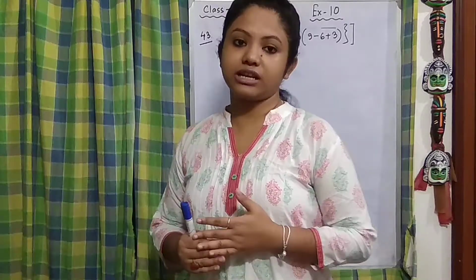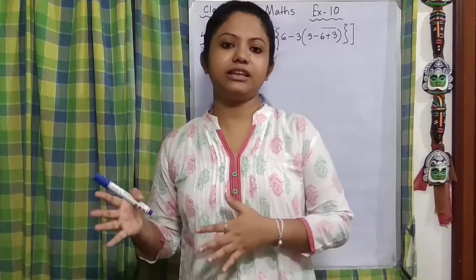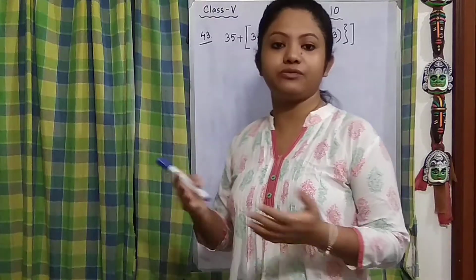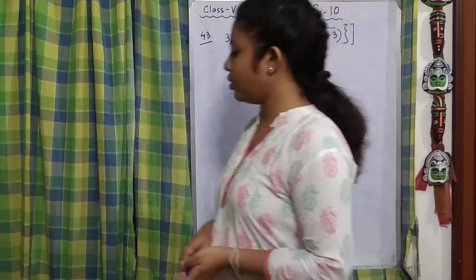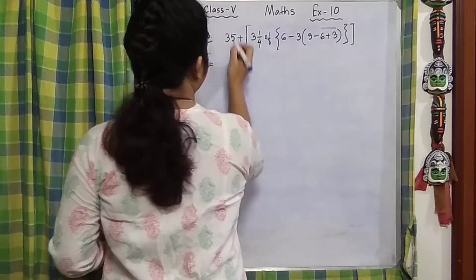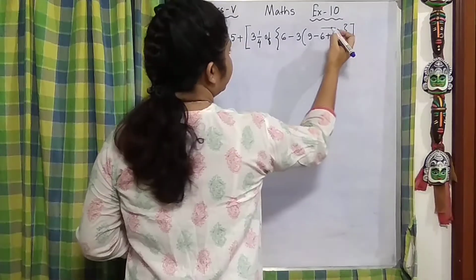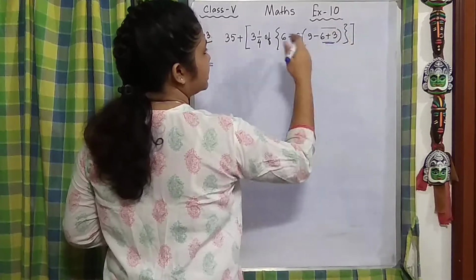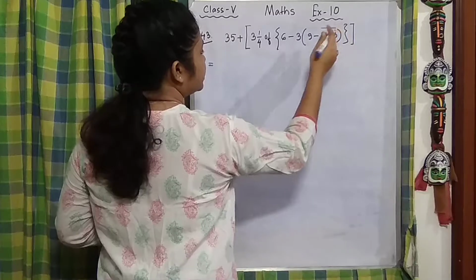So in our last class we have completed till how much? Till 40, right? So we are going to complete from there. Okay. So I have taken the sum number 43. So we are going to start from here. Now as you can see there is a vinculum situated over 6 plus 3. So we are going to start from there.